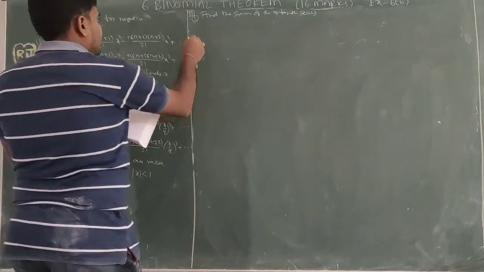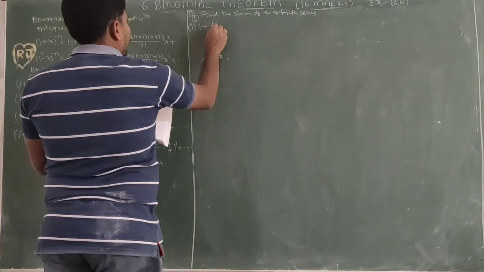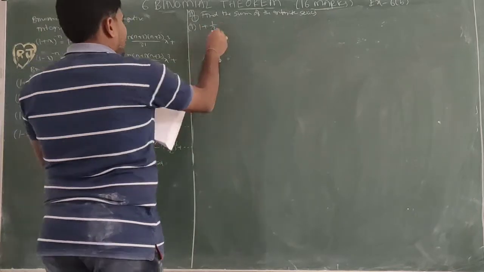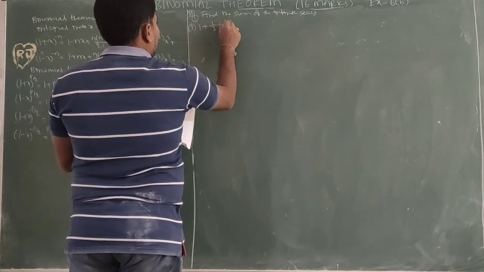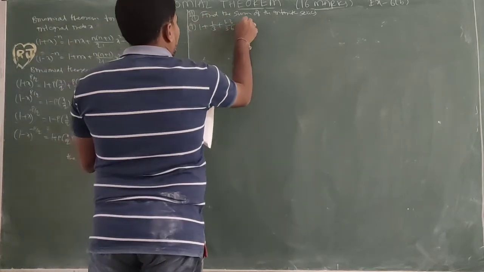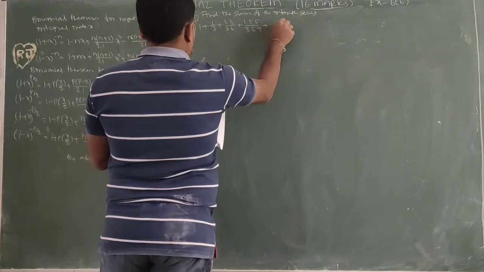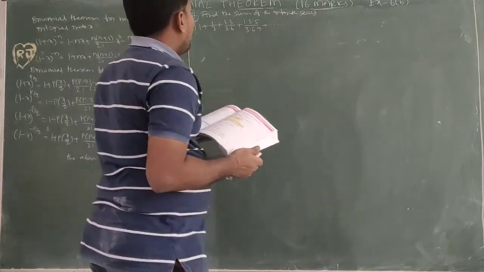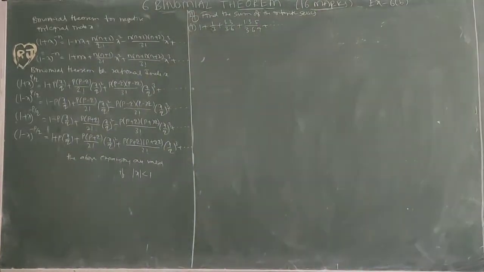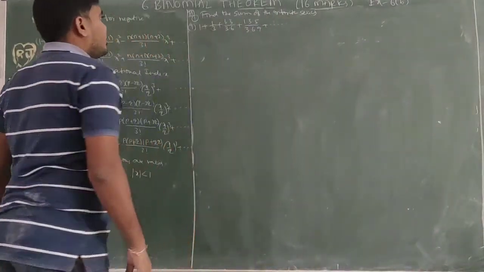First one: 1 plus 1 by 3 plus (1 into 3) by (3 into 6) plus (1 into 3 into 5) by (3 into 6 into 9) plus up to so on. So we need to find out the infinite sum. This series is like this, and we need to find the sum.